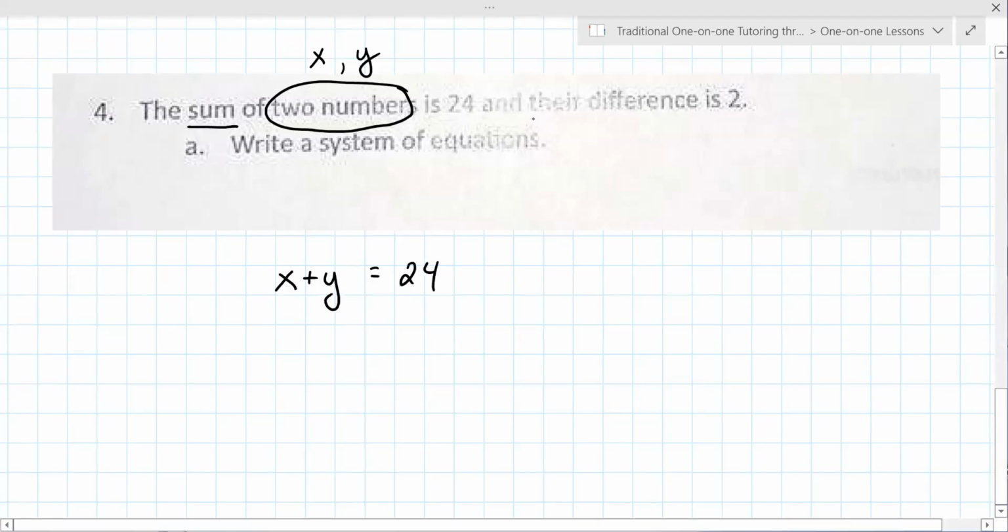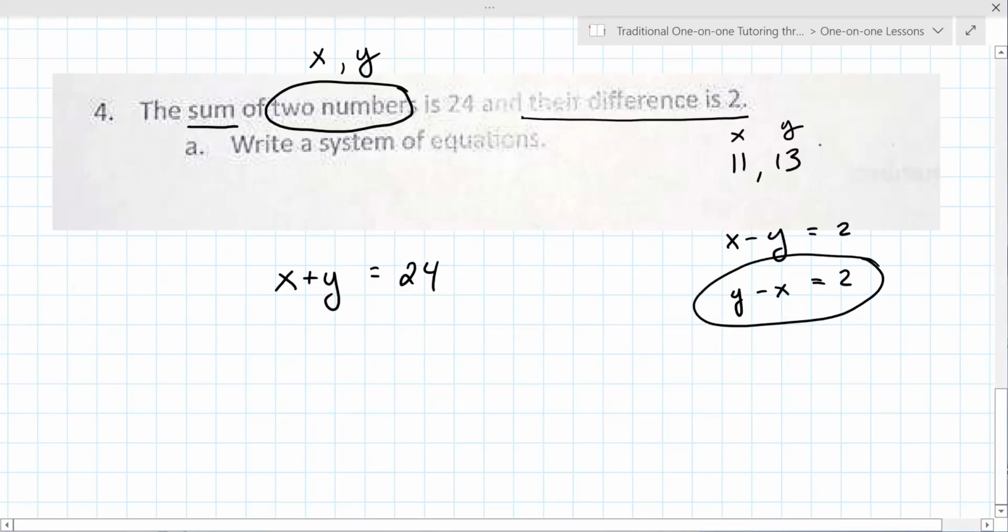All right, now their difference is 2, and this is where you got to decide which is the larger number. Let's say the two numbers, and I'll just give you the answers here, are 11 and 13. You got to decide, is X going to be the 11 and Y the 13? Is it X minus Y equals 2, or is it Y minus X equals 2? Your answer to this tells me which one is larger. If you want to use the second one, which is fine, you're saying that Y is the larger of the two.